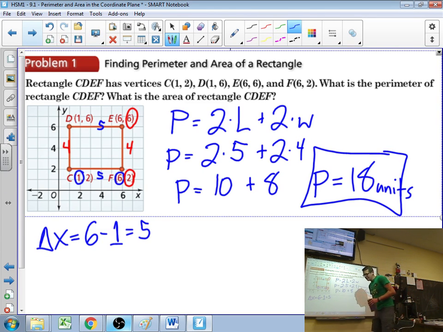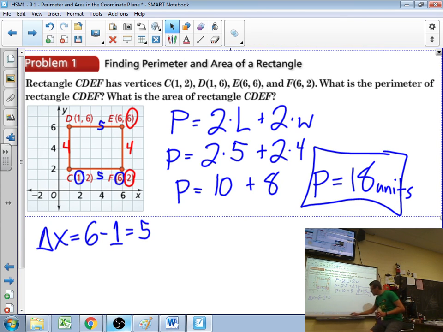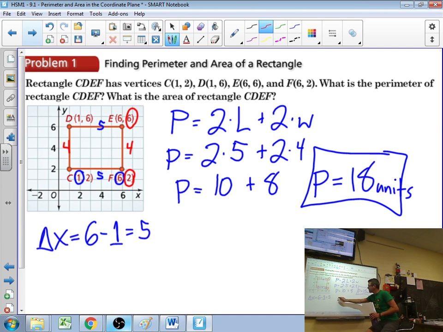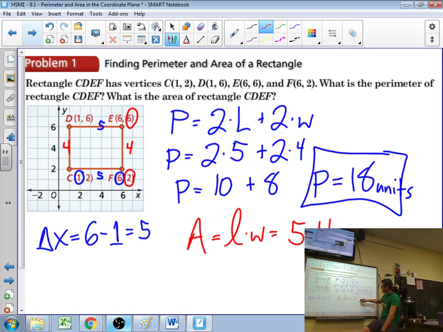So then area. Area for a rectangle should be fairly easy if you remember from Math 8. But area is always length times width for any two-dimensional square, rectangle, parallelogram. I mean, we can really manipulate this to a bunch of different situations. So my length we already found out was 5. My width we found out was 4. 5 times 4 is 20.